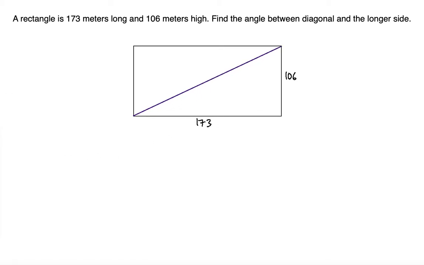So this is a diagonal of this rectangle, and it says find the angle between the diagonal and the longer side. So basically this angle between the longer side 173 and the diagonal is the one that we need to find.